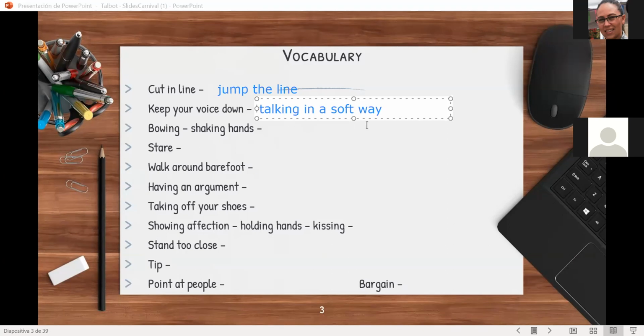That could be talking in a soft way, when you're almost whispering, murmurando. Okay, so let's see. Do you know what bowing means?